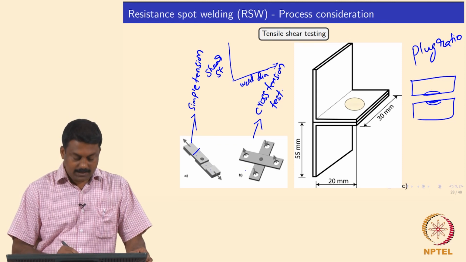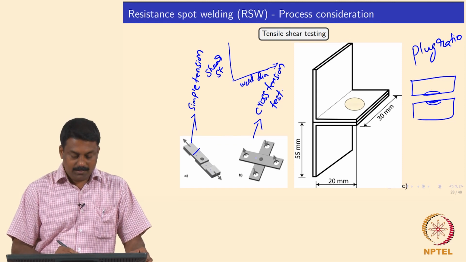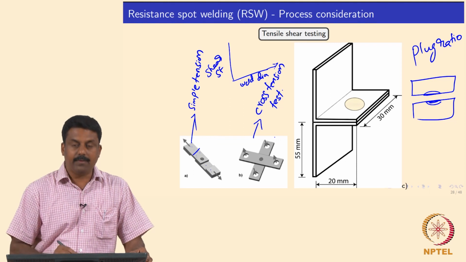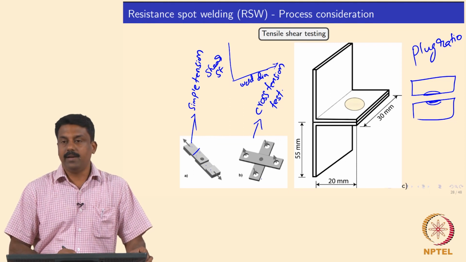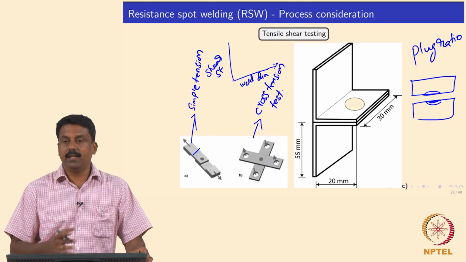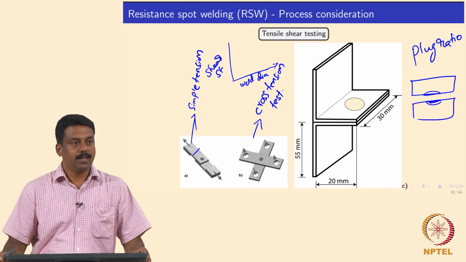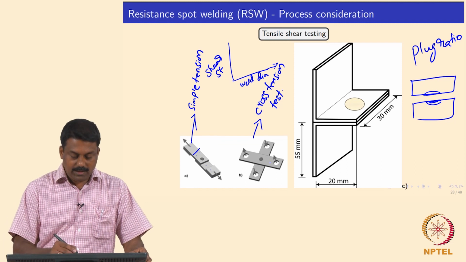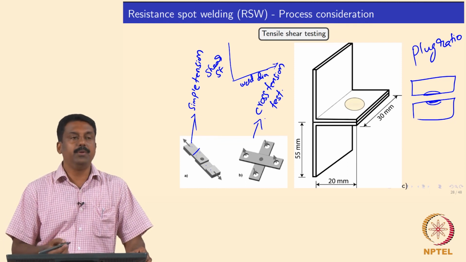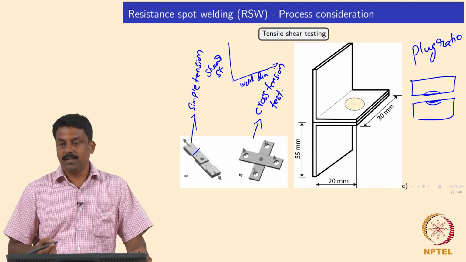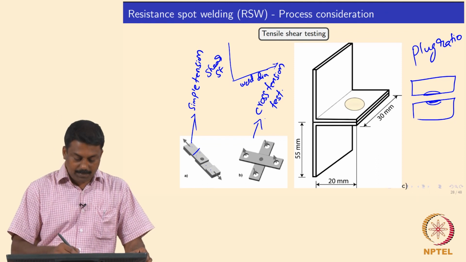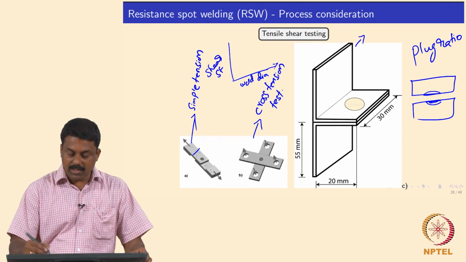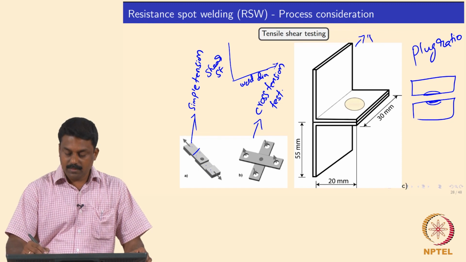Okay. Is that clear? So, plus the strength you also identify the plug ratio, right. It is clear. So, if both are matching, then the weld can be qualified. It is clear. So, the cross tension test is very commonly used in industry to test the mechanical property of the weld. And apart from the cross tension test, you can also do a tensile shear, L tensile shear.